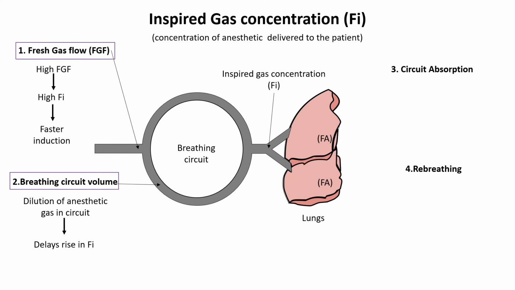The absorption of anesthetic gas by components of the circuit, such as rubber tubing materials or soda lime in the CO2 absorber, reduces the effective rise of inspired concentration, particularly at the start of anesthesia. Absorption of gas by silicone and plastics is less compared to rubber tubing.